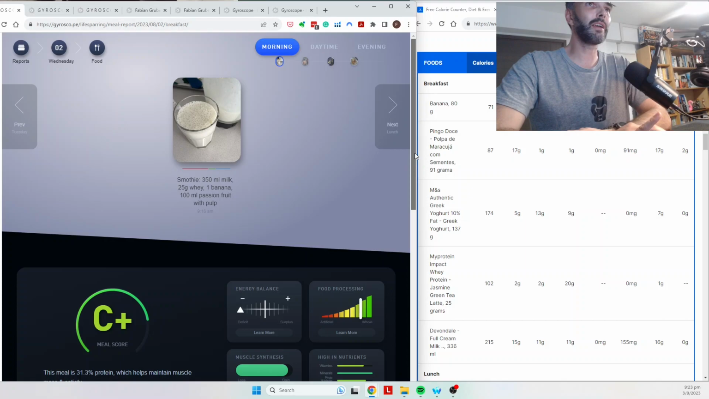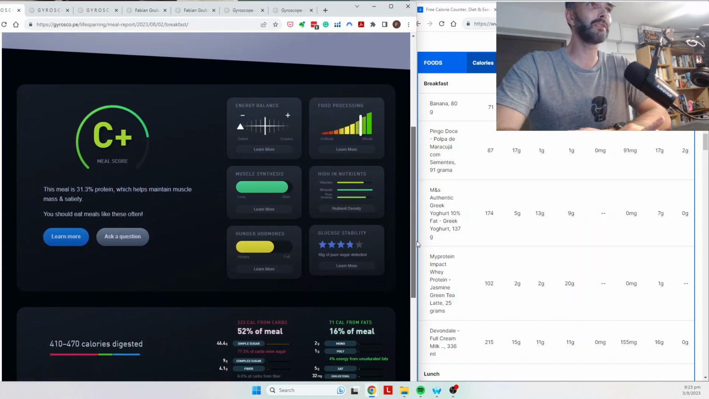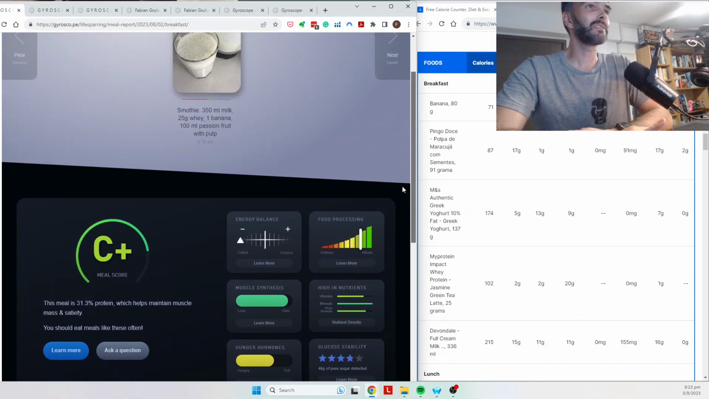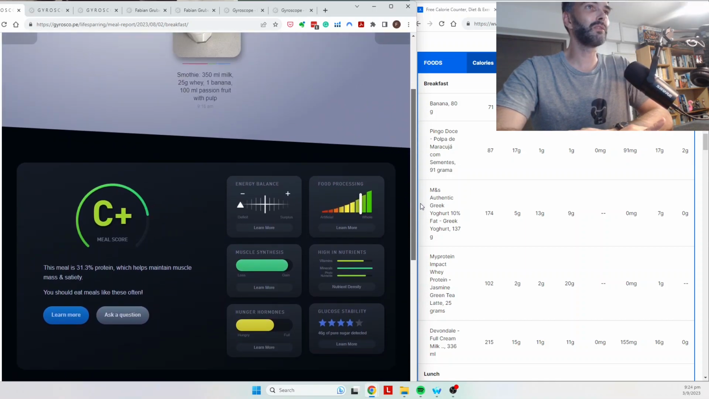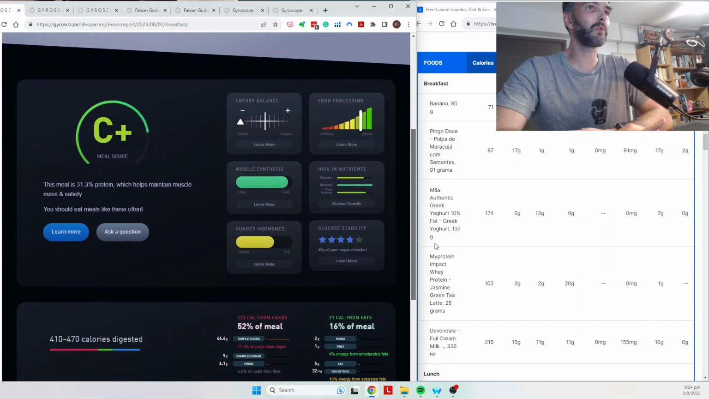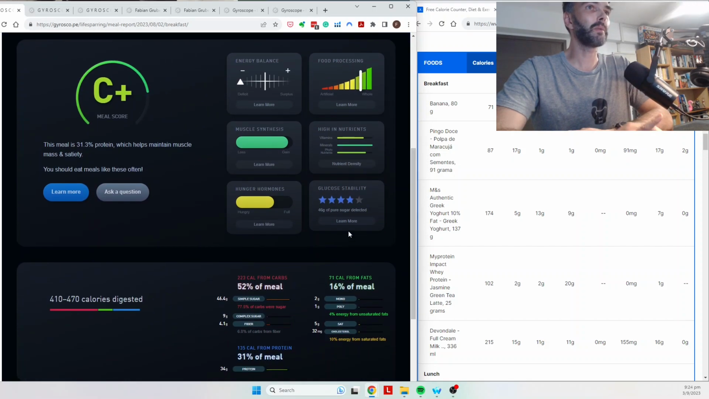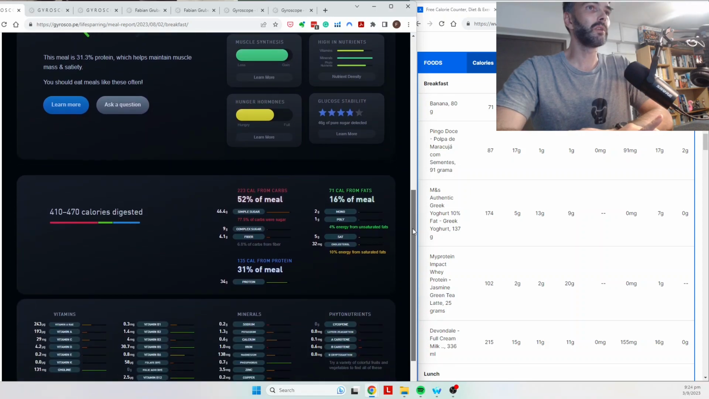First, I only get a C here. That's interesting. I don't know why this is just a C. I thought it's quite a decent meal: protein shake with fresh fruit and milk. But I mean, too much sugar, right? So that's the main reason.